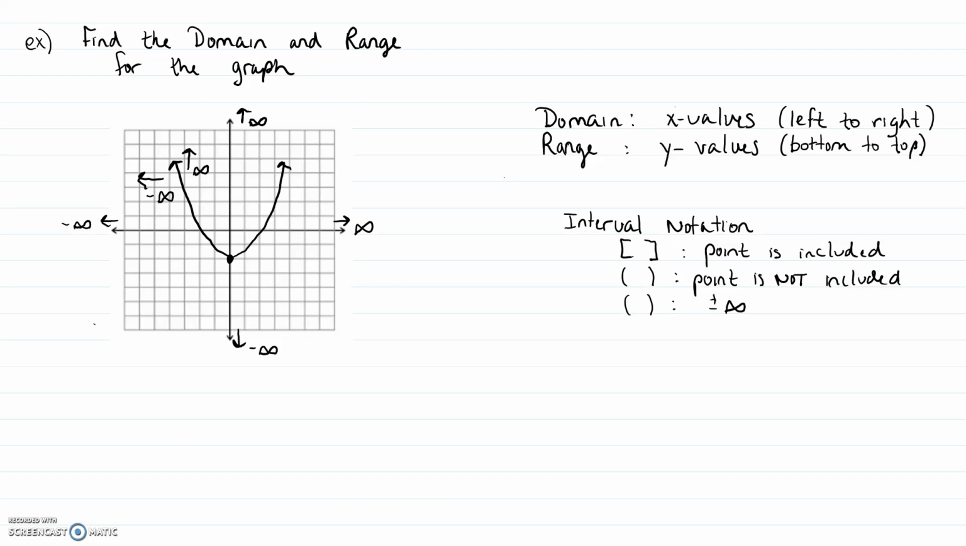Let's go to our second arrow on the right. That's going up toward positive infinity, and it's also going toward the right, toward positive infinity on the x-axis. That will help us with our domain and range.